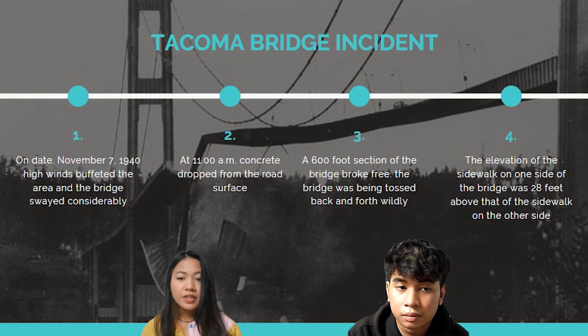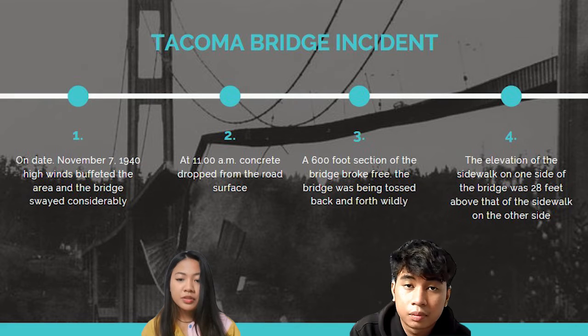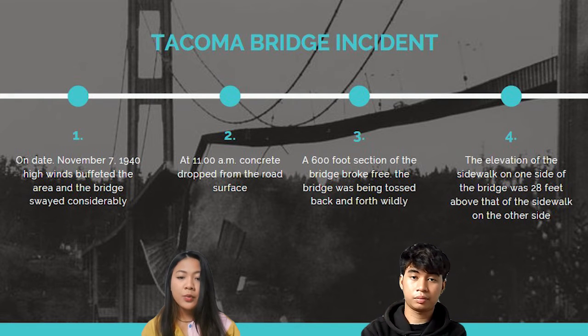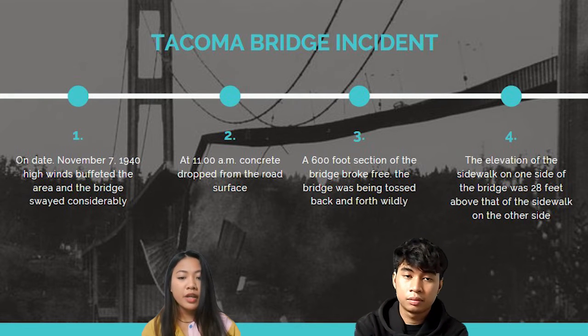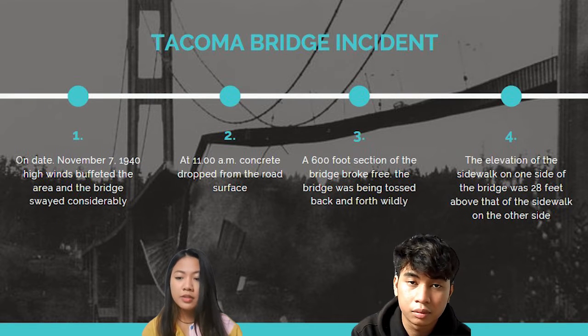At one time, the elevation of the sidewalk on one side of the bridge was 28 feet above that of the sidewalk on the other side. Even though the bridge towers were made of strong structural carbon steel, the bridge proved no match for the violent movement and collapse.